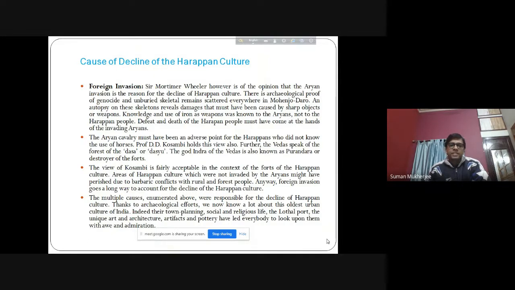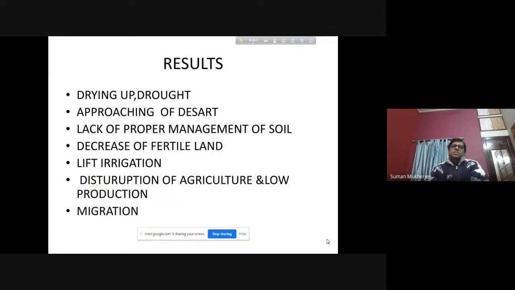And the multiple causes enumerated above were responsible for the decline of the Harappan culture. And thanks to archaeological efforts, we know a lot about this oldest urban culture of India. Indeed, their town planning, urban and religious life, the Lothal port, the unique art and architecture, artifacts and pottery have led everybody to look upon them with awe and admiration. So, foreign invasion or the Aryan invasion was the major cause behind the decline. Now, what are the results? So, these are the points which I have discussed.